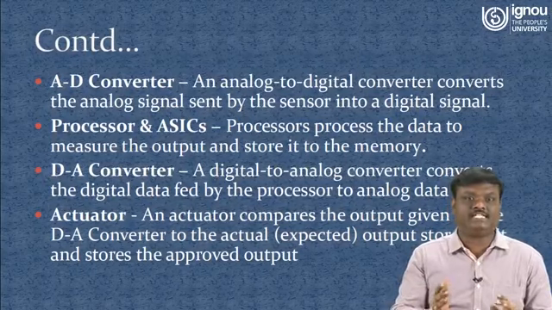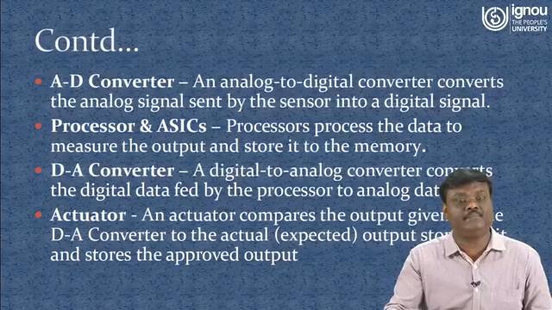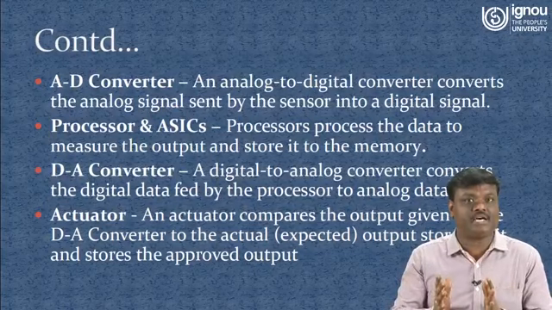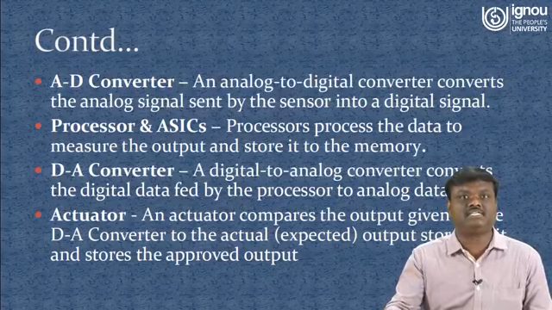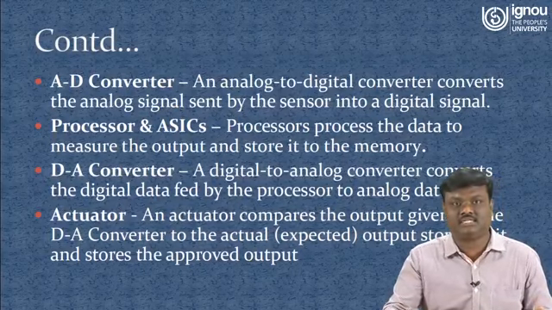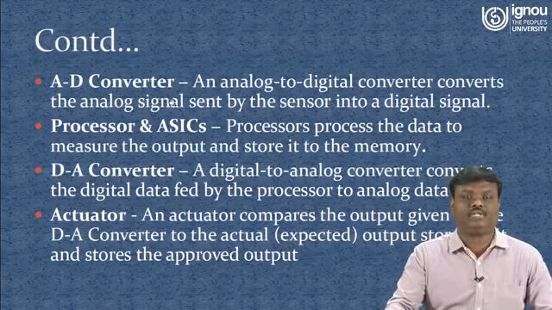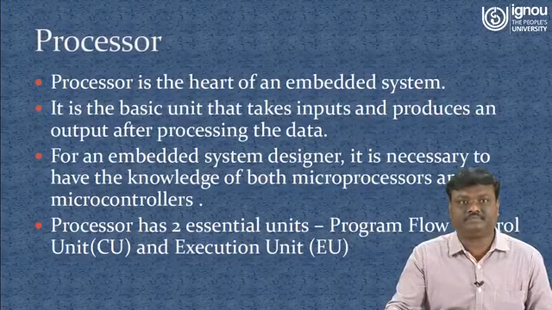Here a checking mechanism comes into the picture. The actuator compares the output given by the D to A converter against the parameter or result that is stored inside the chip, and acts accordingly, depending on whether it is within the limits or beyond the limits. Depending upon the output, it activates.